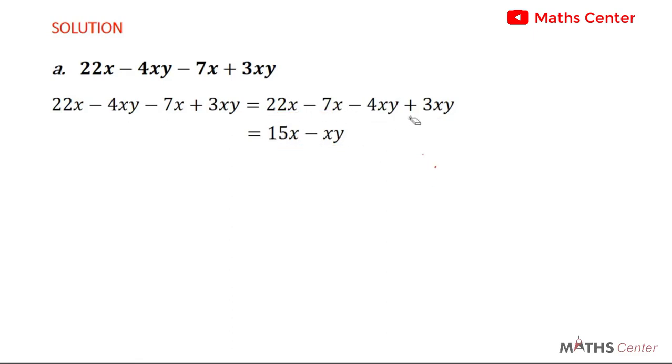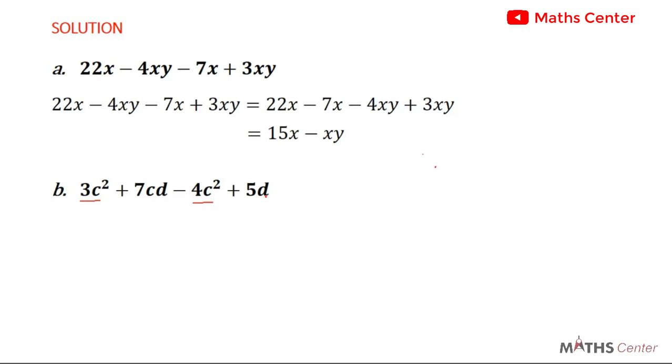So let's take the next example, B. We have 3c squared plus 7cd minus 4c squared plus 5d. Once again, the first thing we need to do is to group like terms, and we can see clearly from here that 3c squared and minus 4c squared are like terms. Those are the only like terms that we have, because 7cd and 5d are not like terms.